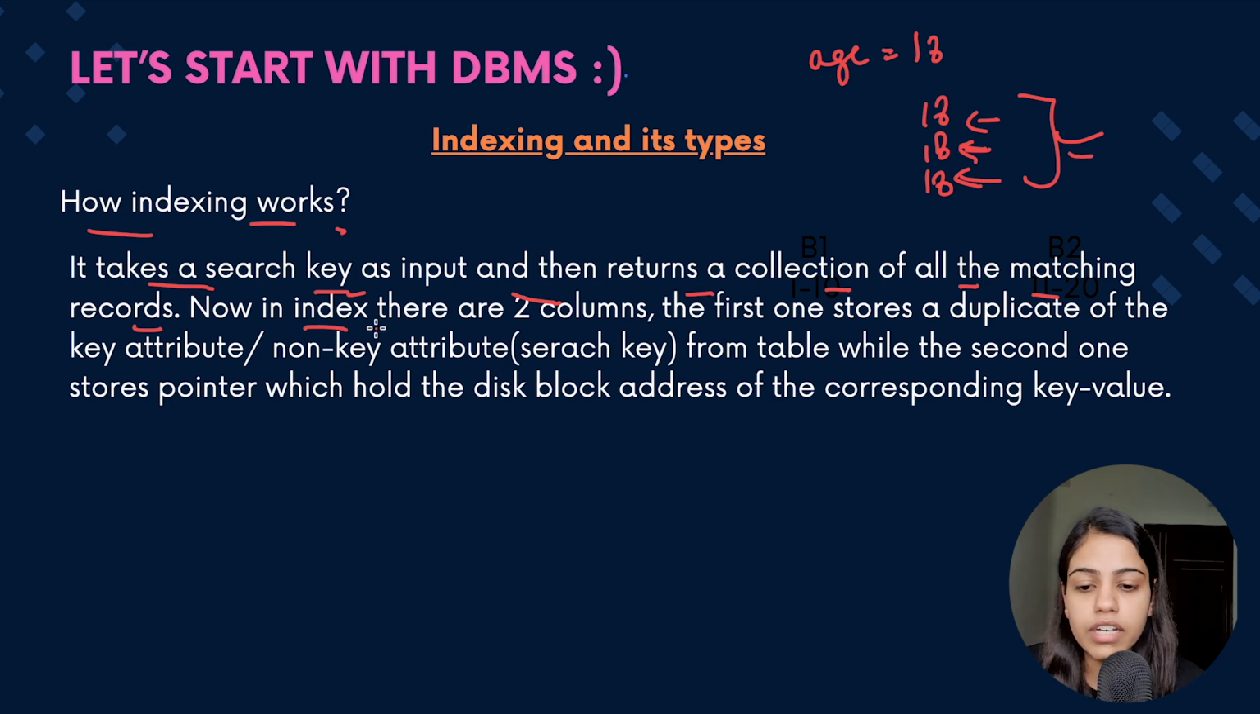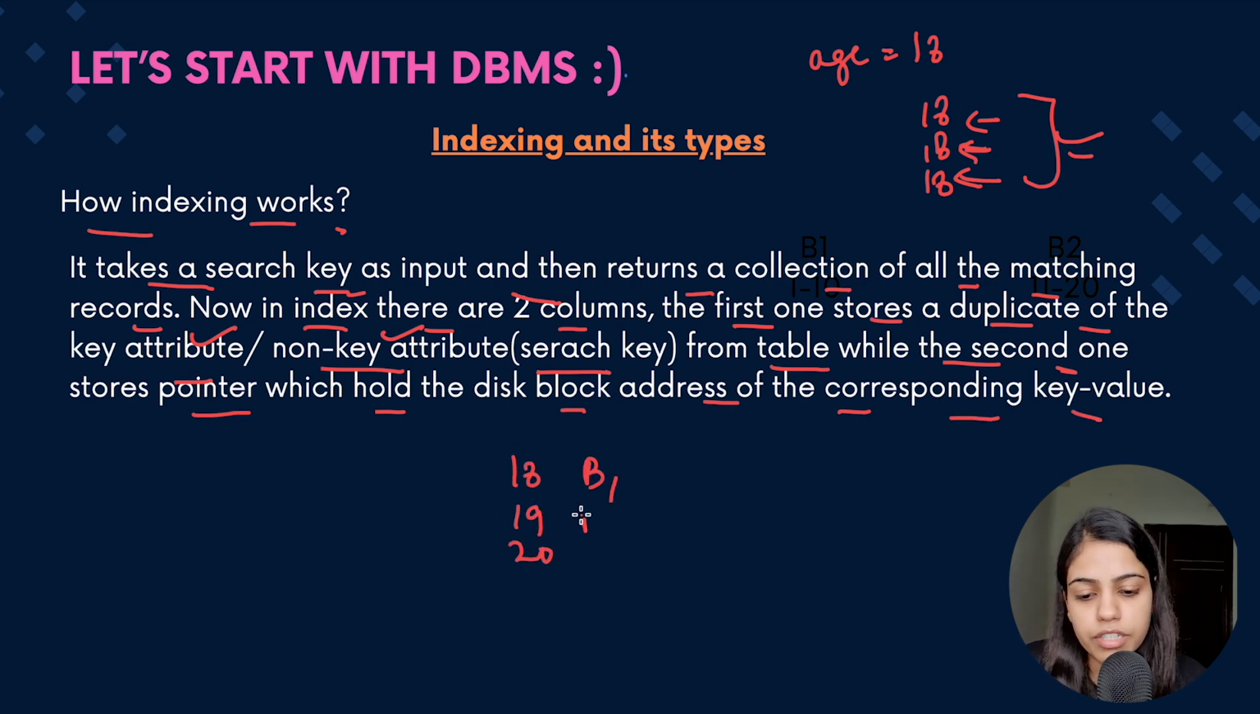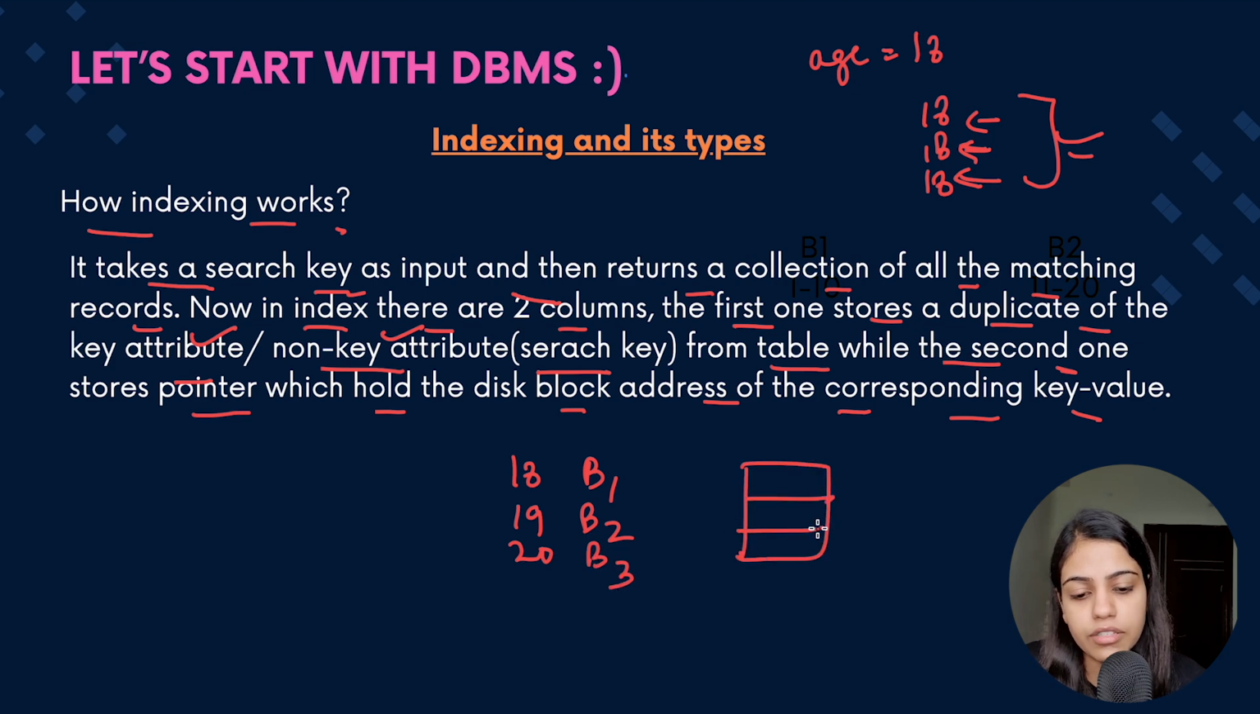Now in an index there are two columns. The first one stores a duplicate of a key attribute or a non-key attribute from the table, that is a search key. So the search key can either be a key attribute or a non-key attribute in our given table. The second one stores the pointer which holds the disk block address of the corresponding key value. So corresponding to each and every search key, there are some block pointers stored. These block pointers point to the address in our hard disk where the data for which we are searching is stored.